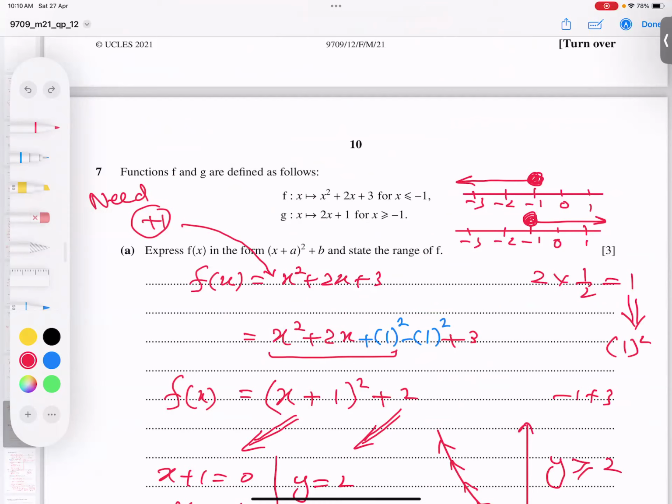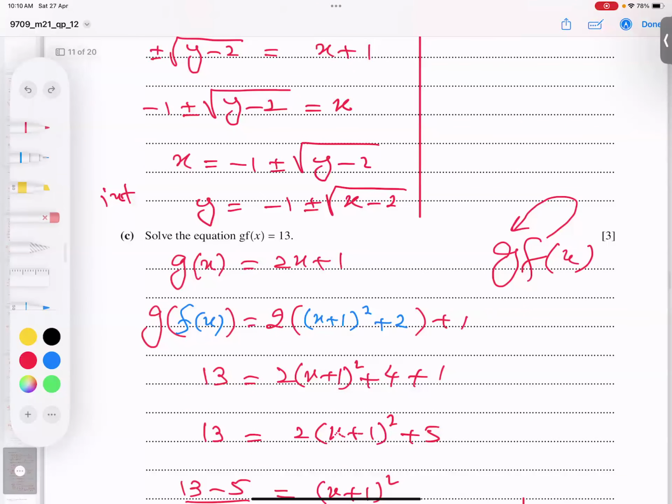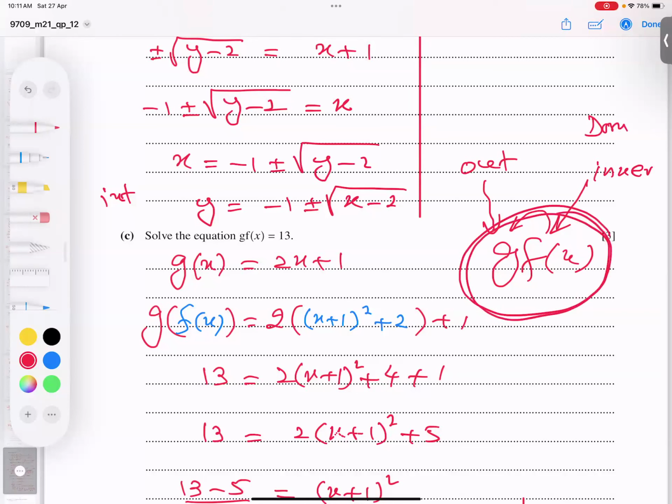The answer is very simple. Whenever you plug in an inner function, look at it, this is called the inner function. This is called the outer function. So when you put in a function inside another function, the domain of the composite function is the domain of the inner function. Repeat my words: the domain of the composite function is actually the domain of the inner function, and the range of the composite function is actually the range of the outer function.